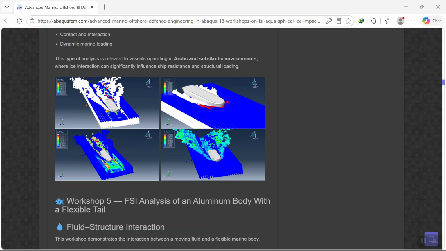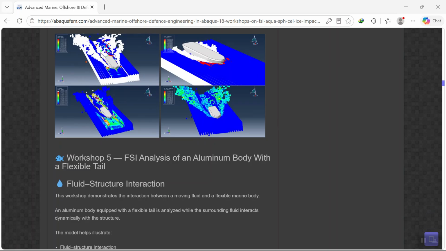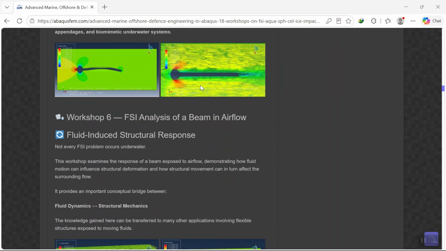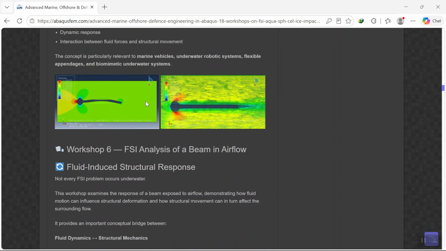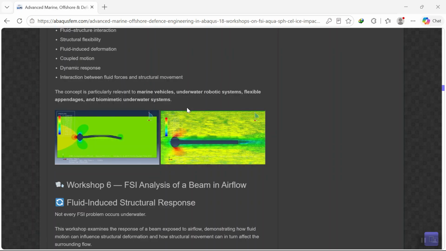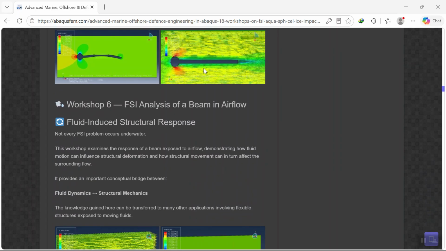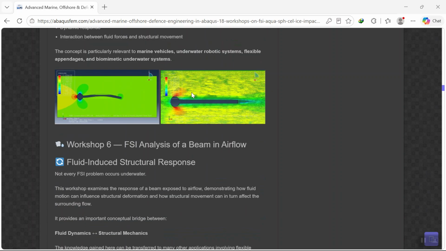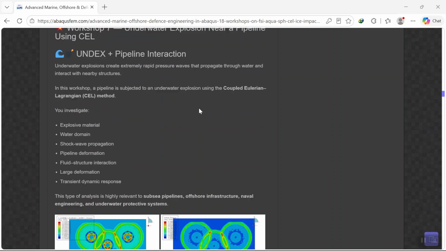Here we have a ship moving through the icy water. Here we have ice and water. Water and ice are modeled with the SPH model, and we use a boundary to move the ship through this ice layer. And we have also two CFD models: a body with a flexible tail under the current, and the second is a beam under the air current or air velocity. And you can see the deformation; both are FSI or fluid structure models.